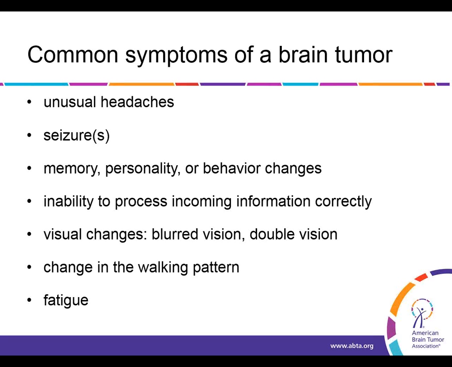Memory, personality, and behavioral changes are very common, and it's not surprising that the first person who notices this is the caregiver or the loved one. There's also an inability to process incoming information correctly. And sometimes people have visual changes such as blurred vision and double vision. They may have change in walking and commonly changes in fatigue. And the fatigue makes all the other symptoms worse.